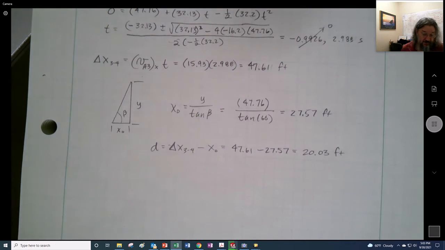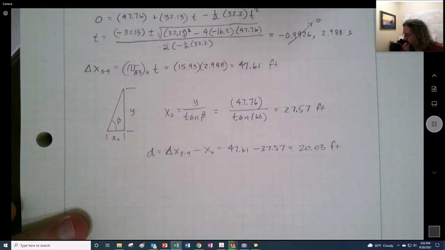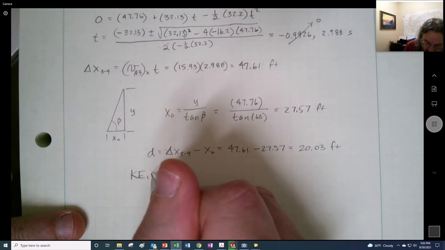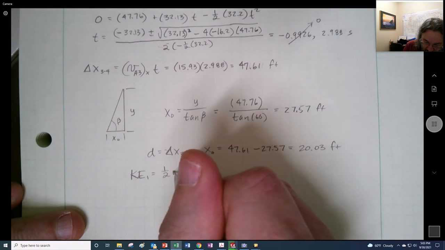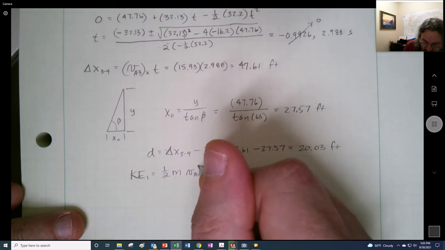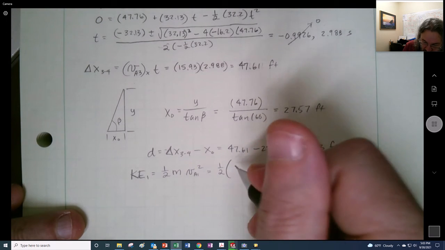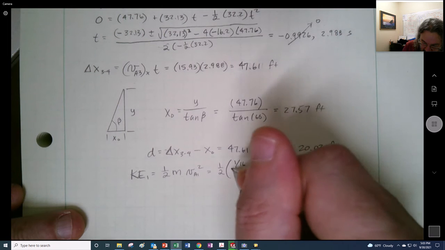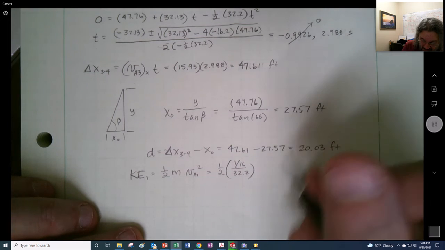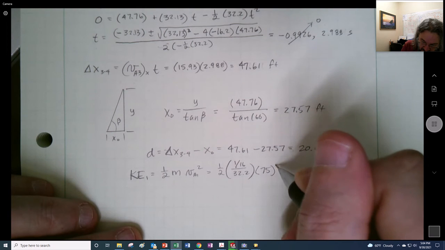Okay. Well, we also wanted, for some reason, I guess I really wanted to hammer this home, the efficiency idea. I want the efficiency of the whole thing. So you need the kinetic energy at the beginning and the kinetic energy at the end. So the kinetic energy at the very beginning was 1/2 m v A1 squared. It's going to be 1/16 over 32.2. We could actually cancel this out, but let's go ahead and do it anyway. And the initial velocity was 75 feet per second.